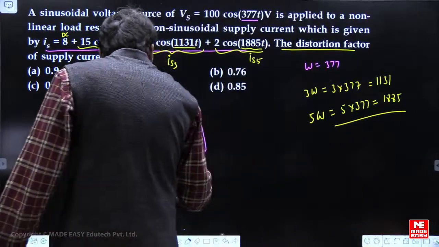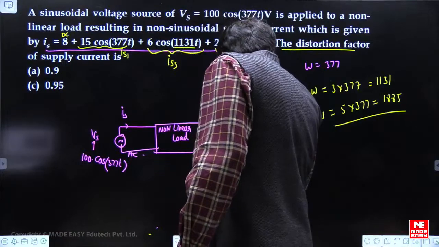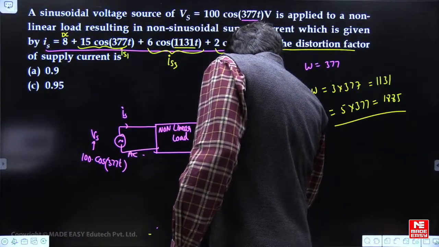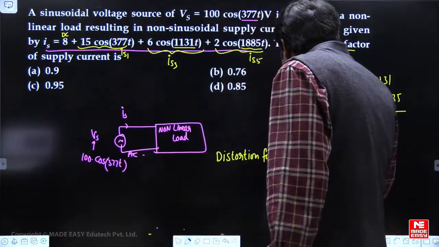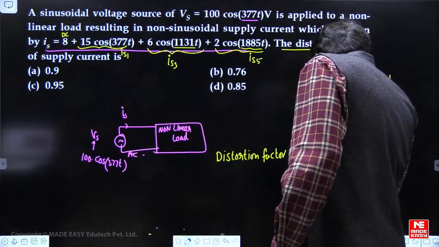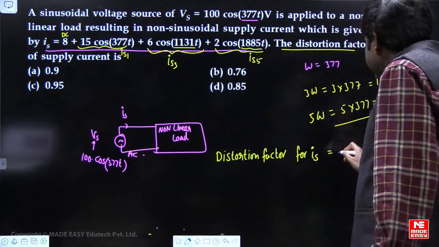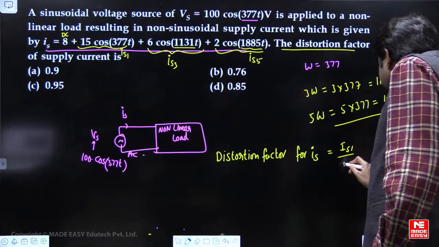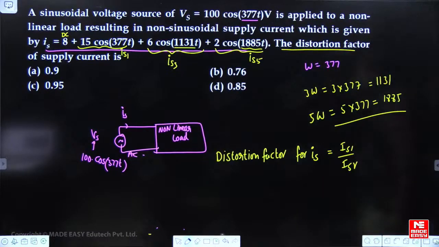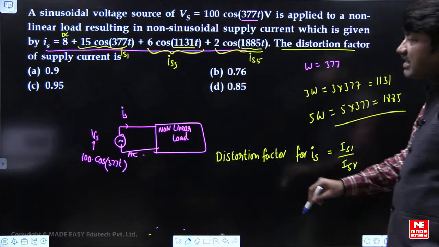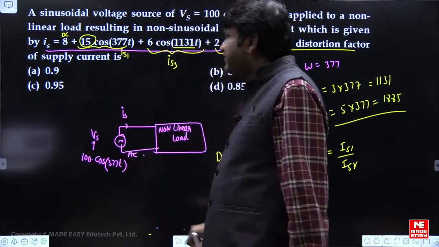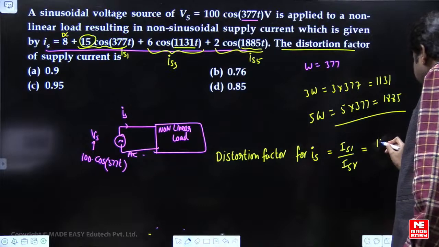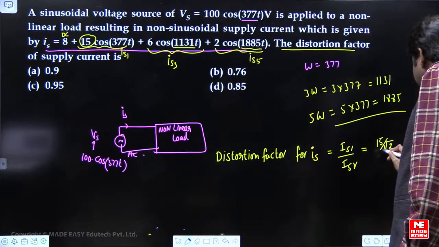So what is the distortion factor? Distortion factor for supply current is equal to fundamental source current RMS divided by RMS value of all the components. So this is the formula to calculate distortion factor. What is fundamental RMS current? Fundamental amplitude is 15 amperes, so fundamental RMS is 15 by square root of 2.